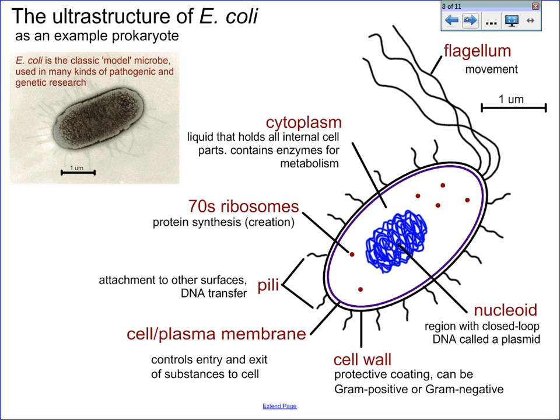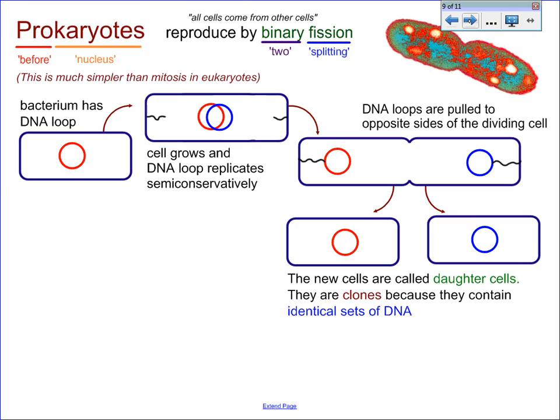their functions. The cytoplasm is a liquid that holds internal cell parts and enzymes for metabolism. The ribosomes synthesize proteins. The pili help attach to other surfaces and transfer DNA. The plasma membrane, or the cell membrane, controls what substances get in and out via pumps and a number of other processes. The cell wall is a protective coating that can be gram-positive or negative. The nucleoid is what holds the genetic material, and flagella help it move.